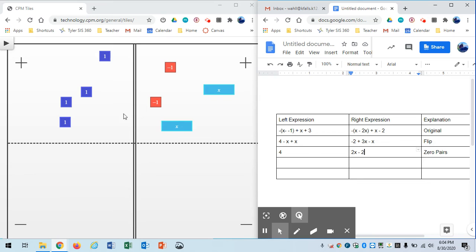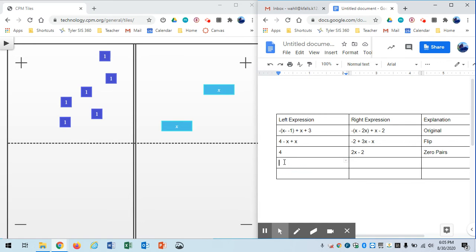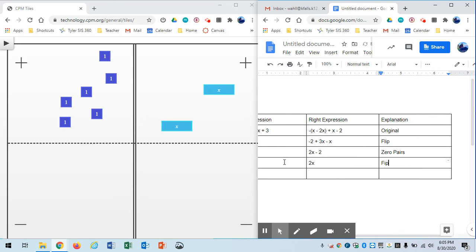So I need to flip again, but it's going to be similar to this. However, now it's going side to side. I already have all of the x's on this side, so now I need to get all of the singles onto this side. In order to do that, I need to flip this over and flip the sign. So it used to be negative, now it's positive. Used to be negative, now it's positive. All of my x's are on this side, all of the single tiles are on this side. So my left expression is 6, and my right expression is 2x. I did a flip.